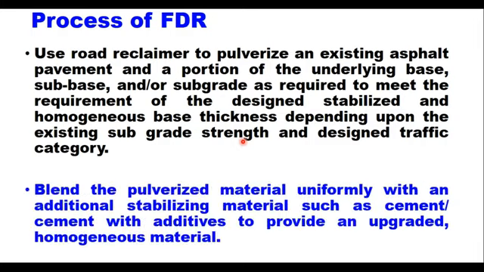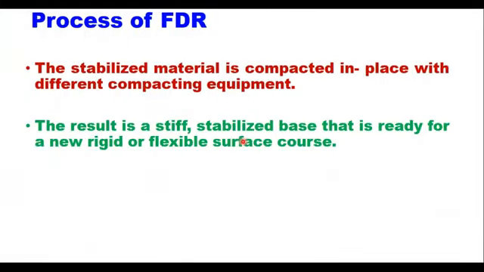Blend the pulverized material uniformly with an additional stabilizing material such as cement or cement with additives to provide an upgraded homogeneous material. Third, the stabilized material is then compacted in place with different compacting equipment, and the result is a stiff stabilized base that is ready for a new rigid or flexible surface course. So above this stabilized base we provide a thin or thick bituminous layer.